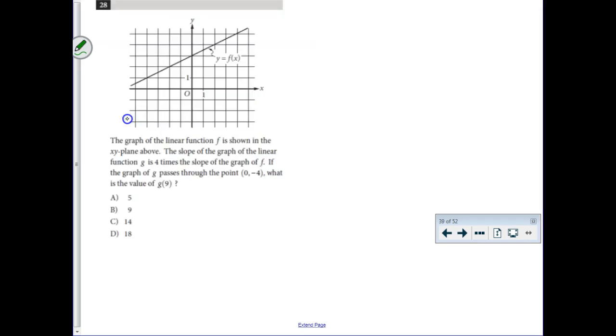All right, 28. Oh man, we're almost done, and then we get to look at another one. All right, 28. This is a graph. Clearly it's a graph of a line. We have f of x, which is drawn, and then we've got to read through for all the clues.